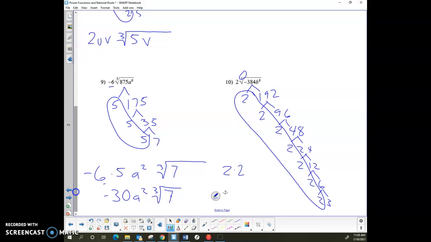of 2. I am left with a 3 on the inside, and I've got b to the 6. So I don't have any groups of 7, so the b's are going to stay on the inside. Also notice the 384 is negative on the inside, so I'm going to pull out that negative because I have an odd index. I can just bring out one negative. So this ends up being negative 4 times the 7th root of 3b to the 6. And that is a simplified form.